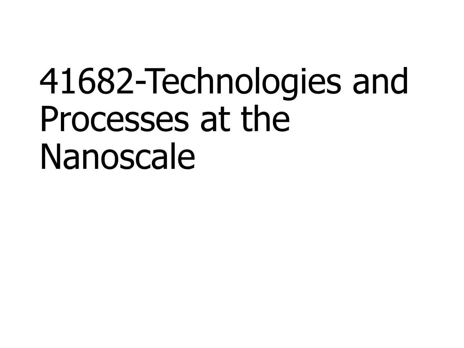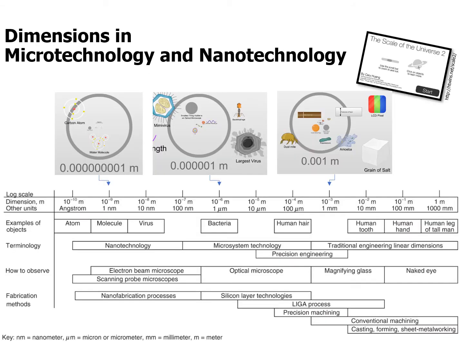So let me tell you a little bit about the course Technologies and Processes at the Nanoscale. So what is nanotechnology? Well, nanotechnology is a device or a material which is below 100 nanometers in size. To put this into context, the width of a human hair is 100 microns in thickness. So we're talking about 100,000 times smaller than a human hair.